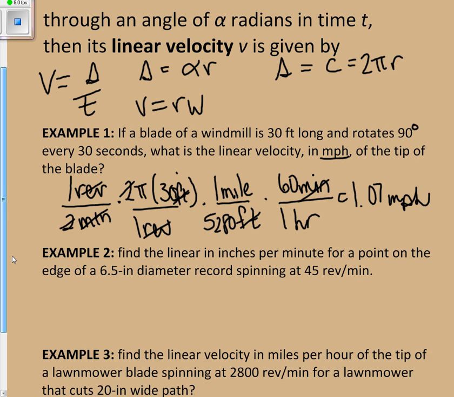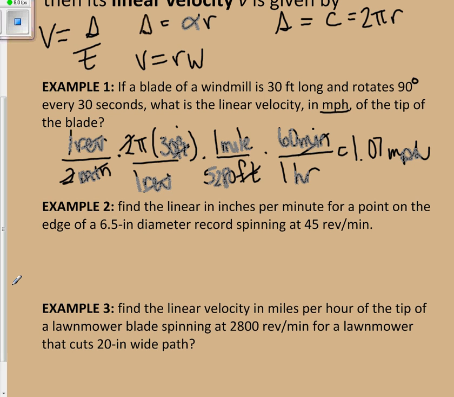So let's take a look at example 2. We're going to find the linear velocity in inches per minute for a point on the edge of a 6.5 inch diameter record spinning at 45 revolutions per minute. So we have 45 revolutions per minute.